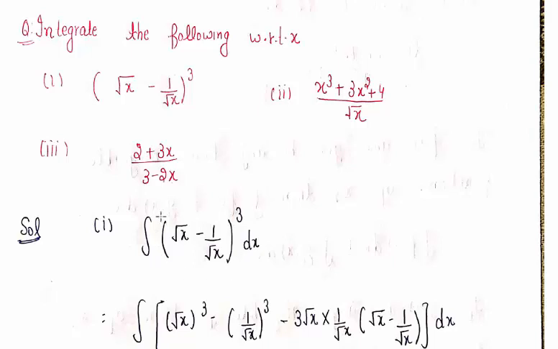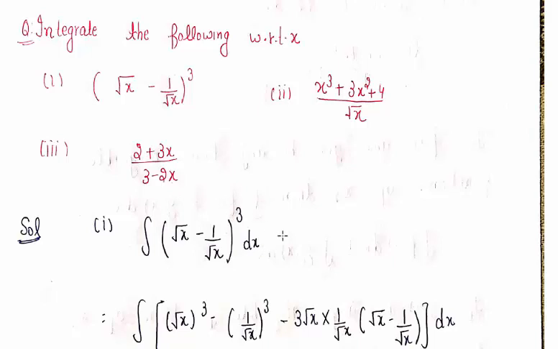So to solve this integration, we have the function under root x minus 1 over under root x, whole cube. Here the power is cube, and this is under root x minus 1 by under root x. So no formula is applicable directly to solve this integration. Because here the power is 3, firstly we simplify this function by power 3.